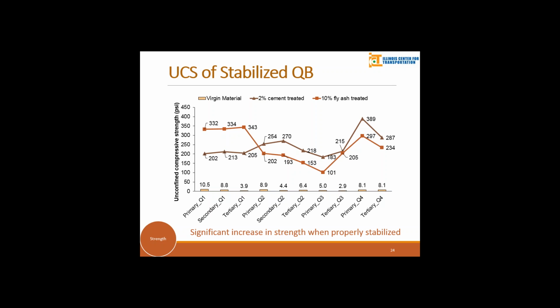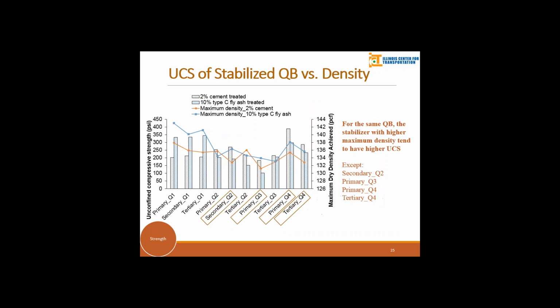But if we compare between the cement and fly ash, we find there is something different. For example, for Quarry 1 byproducts, the fly ash stabilized ones tend to have higher strength. But for all the other 3 QBs, the cement stabilized ones have higher strength. So we tried to find out what the reason is. First, because for the unstabilized QBs the strength is proportional to the density, we first compare the stabilized QB strength with the density.